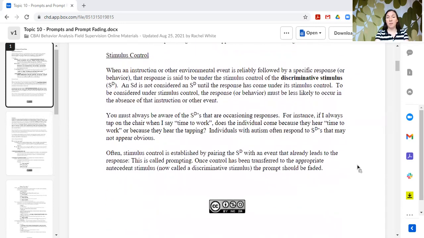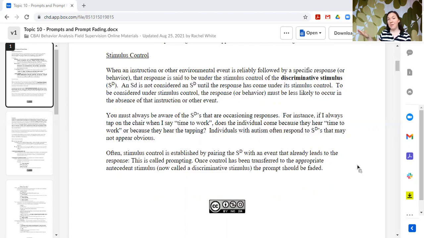We also need to talk about stimulus control. So when an instruction or an environmental event or cue is reliably followed by a specific response or behavior, then that behavior is said to be under the stimulus control of the discriminative stimulus. So an SD is not an SD until the response has come under its stimulus control. Much like a reinforcer is not a reinforcer unless it increases or maintains behavior. An SD, the instruction or the cue, the stimuli, is not an SD until it reliably controls that behavior. So you have to be aware of what SDs are actually evoking behavior and occasioning those responses.